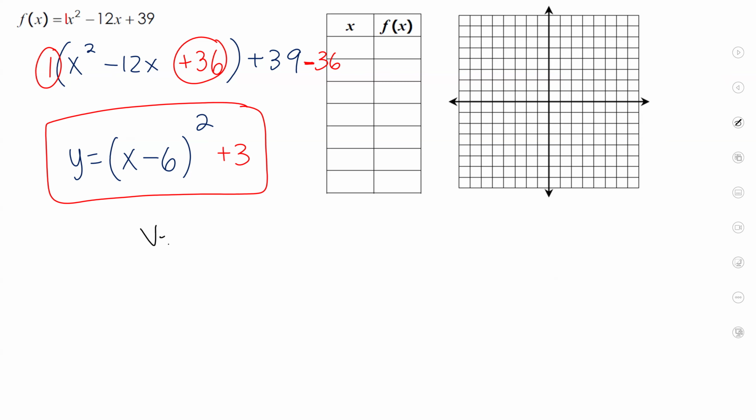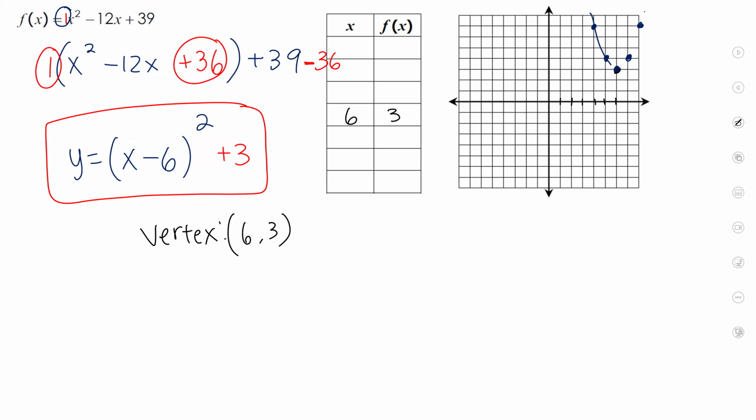Your vertex is 6, 3. That will go in the center of your table. So let's graph it. I'm going to show you a quick trick to graph these parabolas quickly. From your vertex, only if your A value is 1. This only works when your A value is 1. You'll go up 1 over 1 and then up 1 over 3 on both sides.